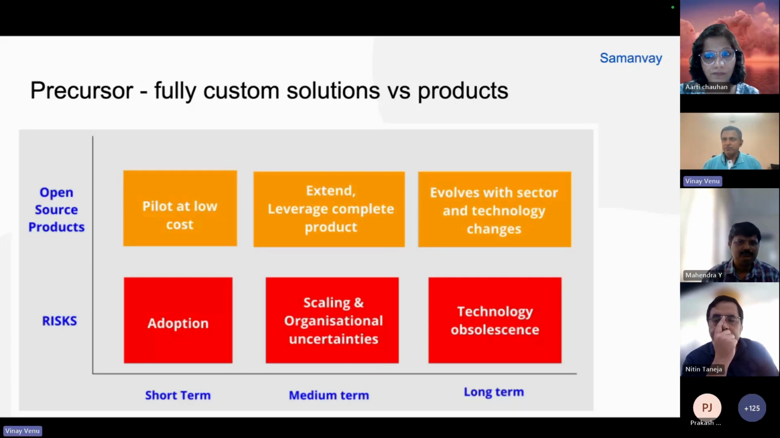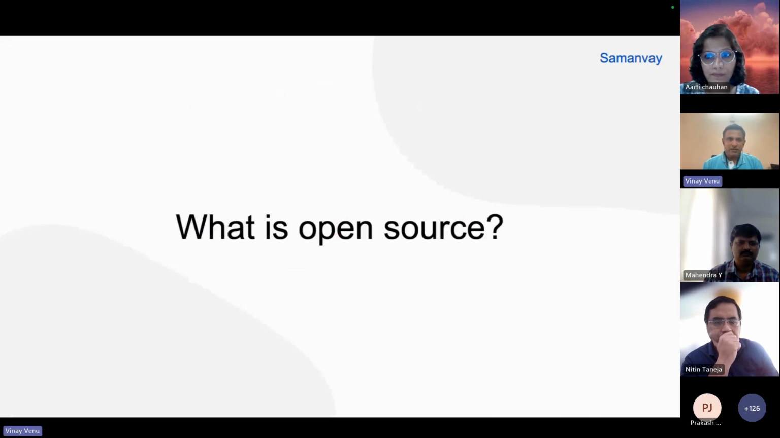And in the nonprofit space, especially, I am a very strong advocate of using products as much as possible over custom built solutions. And during this talk, I will mainly be talking only about products. That's the reason for this slide. With that precursor, let's go ahead with the discussion.